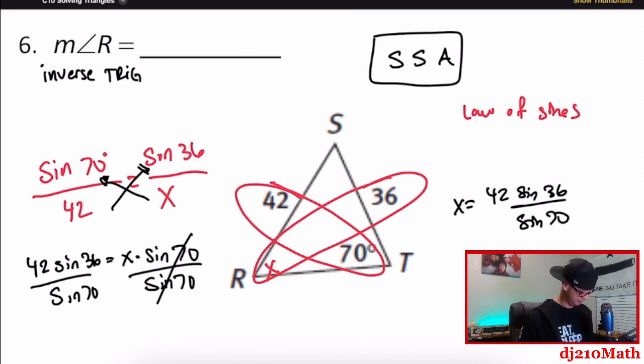To the calculator. 42 sine 36 over sine 70. So approximately, we'll write it up here, 26.271 degrees, right? This is degrees because it's an angle.